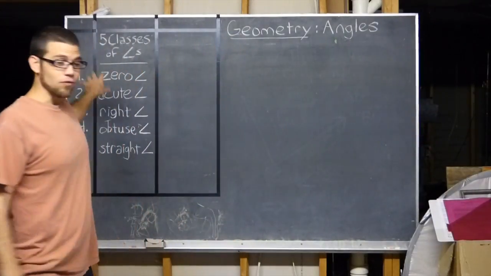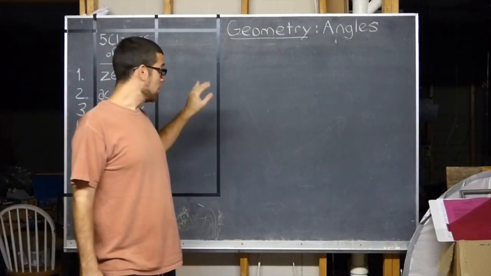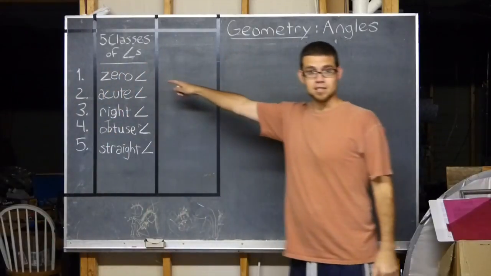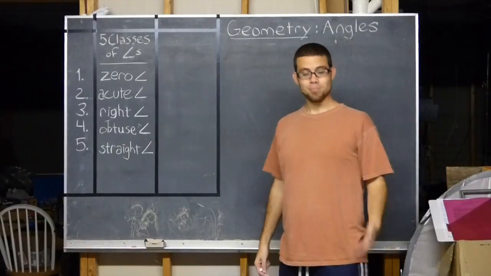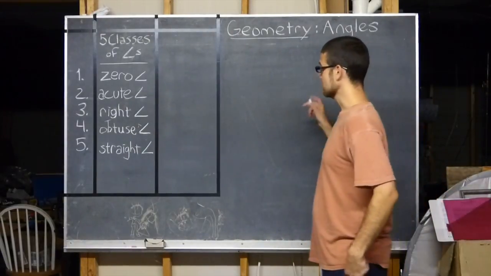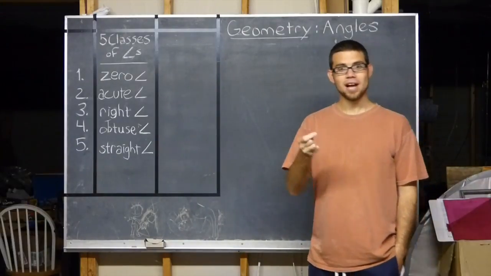So, there are 5 classes of angles, and they're classified based on their measurements. The first class is the 0 angle, which, as you may guess, is because the measurement of the 0 angle is 0 degrees. Wait, you say, it's supposed to have 2 rays.